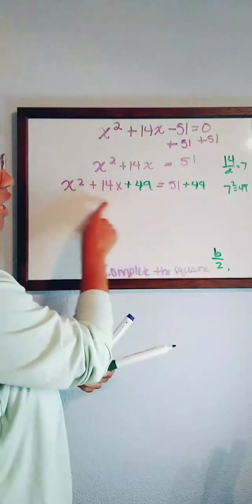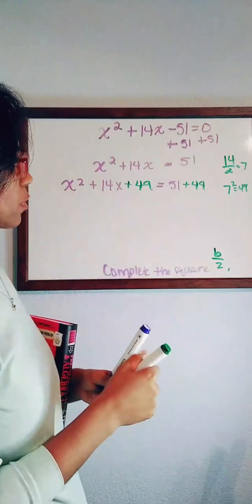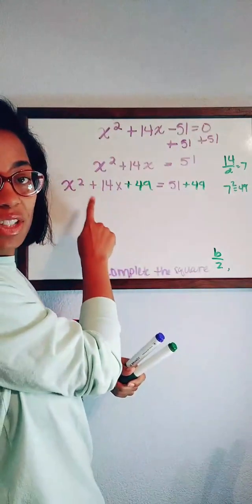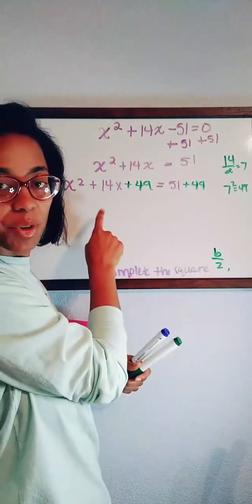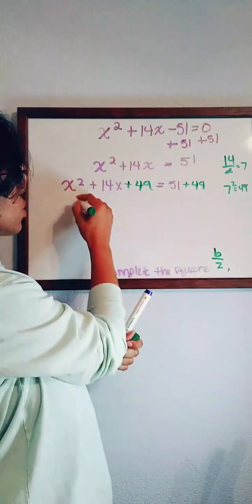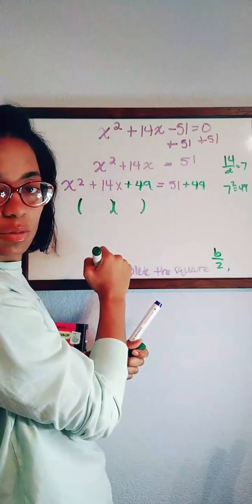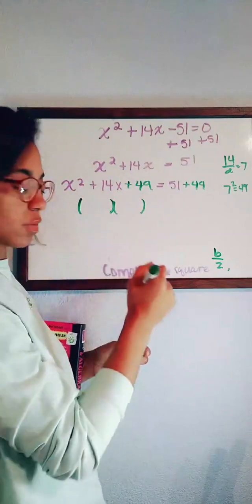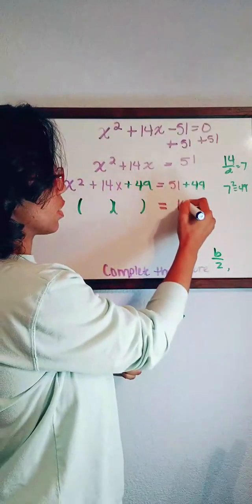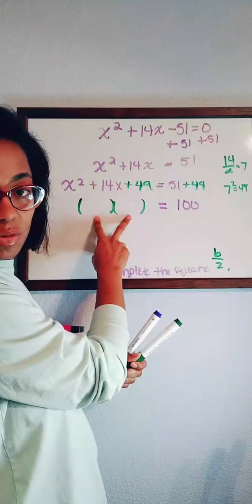Man. So now we have a perfect square on this side. We have a perfect square binomial. We have to determine what is my perfect square binomial over here. So we're going to factor this into 2. This is going to be equal to 100. What is this going to factor to?